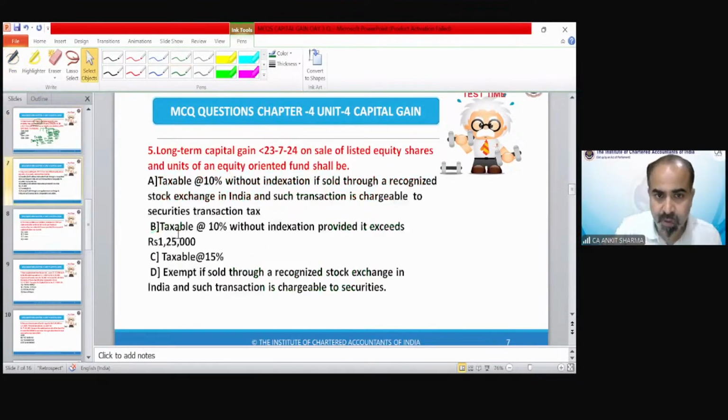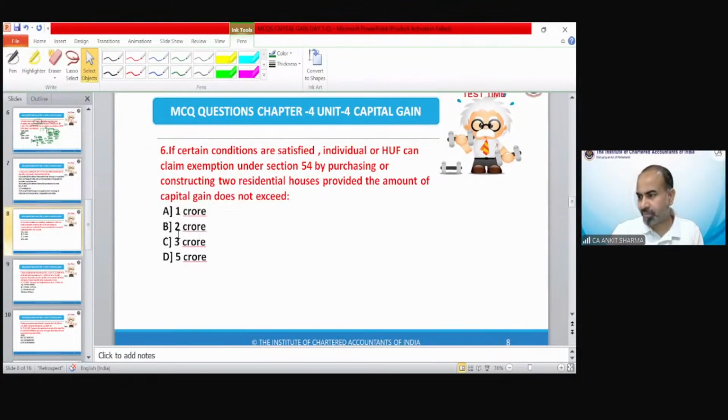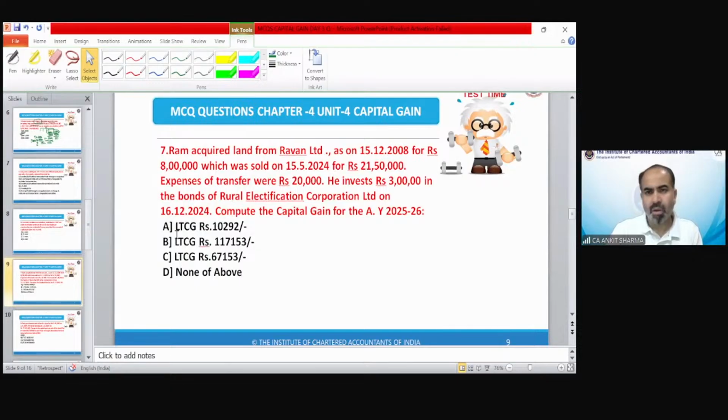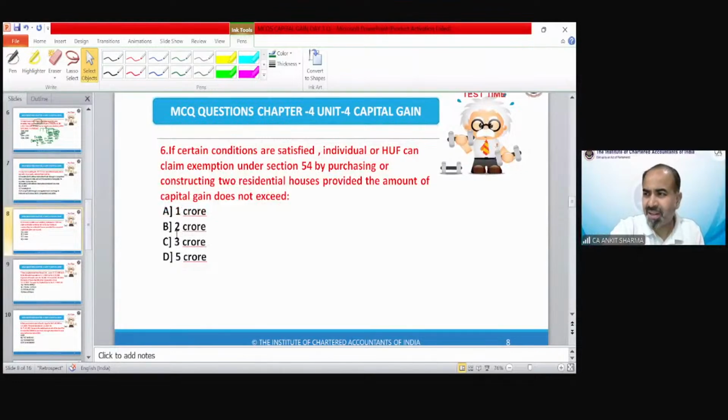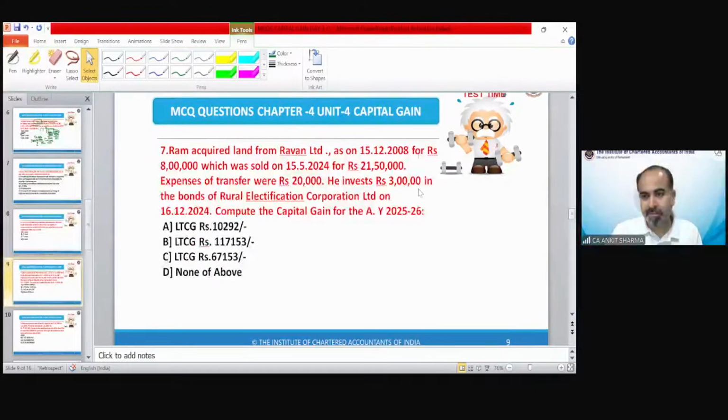Okay. Next is point number 5, long-term capital gain. The correct option, I guess, is B. Then I just want to solve more numerical questions with you. Now this is question number 7. Where is 6? The correct answer for question 6 was B, and now it's question number 7, again regarding capital gain.